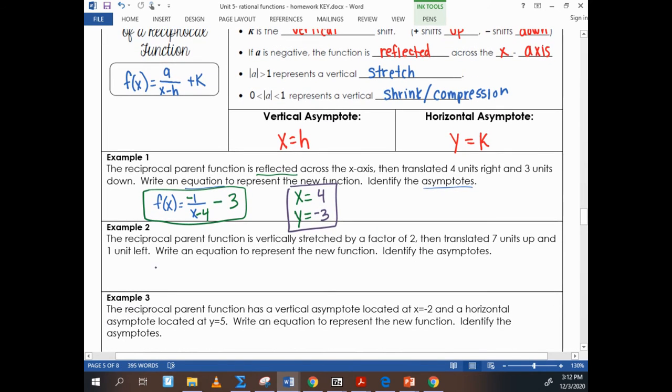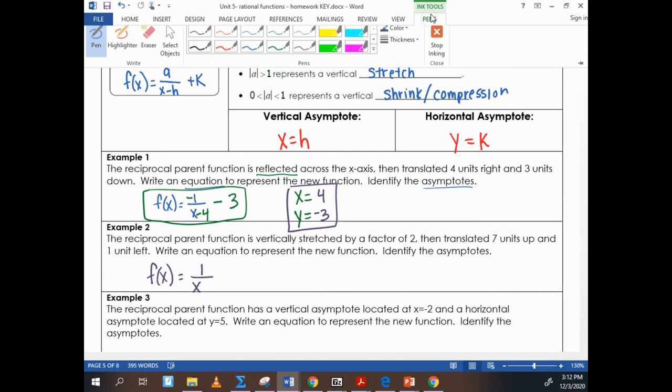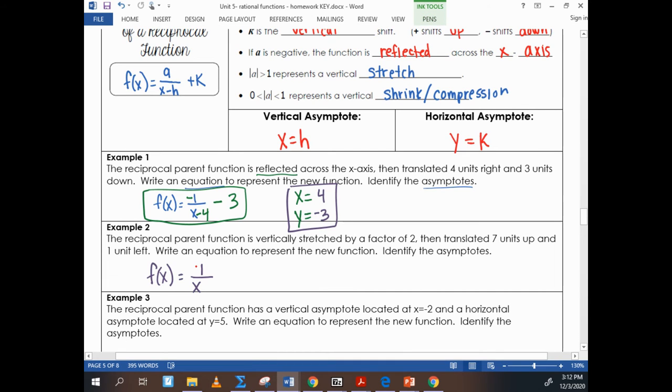All right, let's try another one. Again, we're starting with what we call the parent function, 1 over x. So the reciprocal parent function, there it is. It's vertically stretched by a factor of 2. Remember a stretch right here is our a value. So we're just going to plug in that 2. We're just going to multiply that 1 by 2. I'm just going to draw over it. We're going to turn that 1 into a 2. So that's how we stretch it.